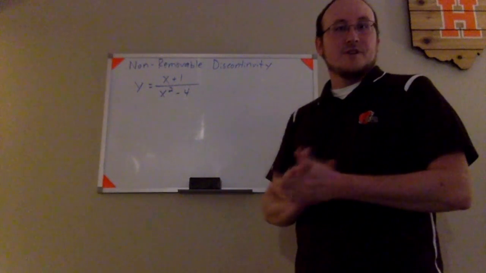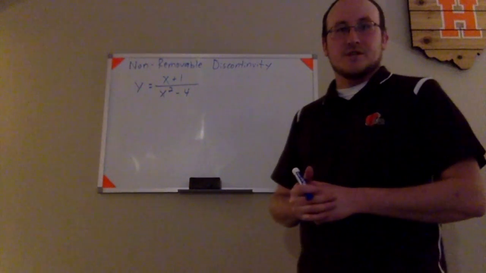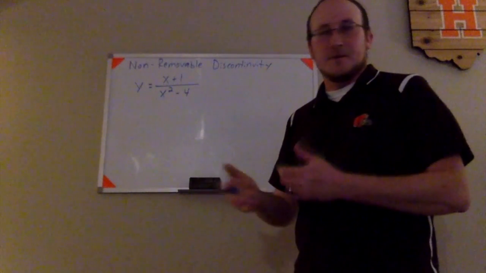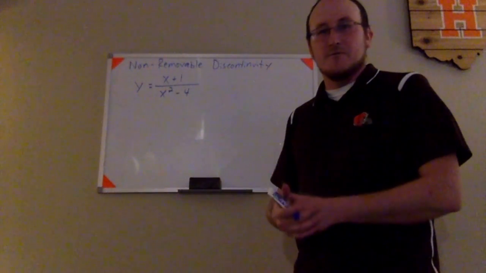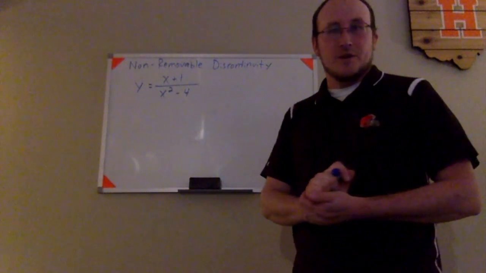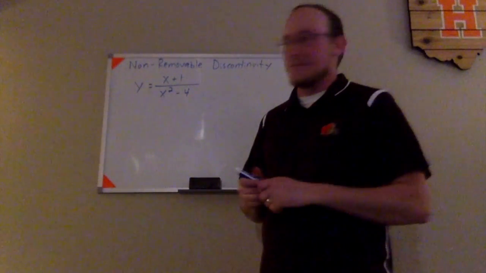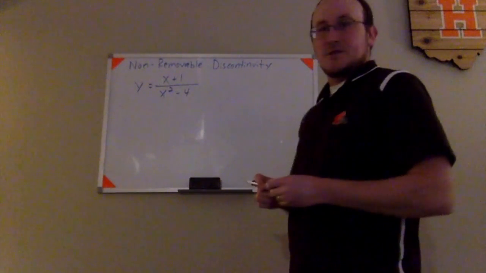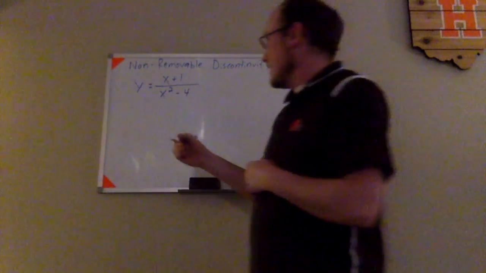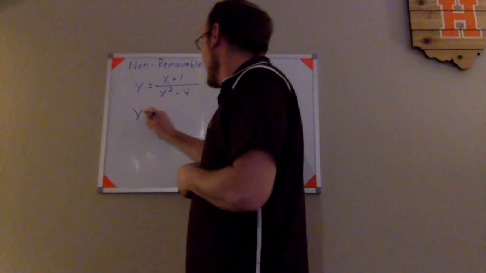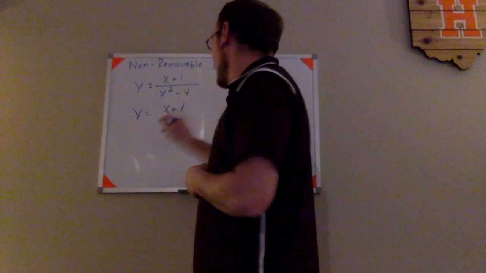Let's look at a rational function that exhibits some non-removable discontinuity so we can see how to find that and talk about what makes it non-removable versus a removable discontinuity that we've talked about in a previous example. So again, I'm going to start off by factoring everything that I can here. My numerator is already factored. It's just x plus 1. There's nothing I can do there.